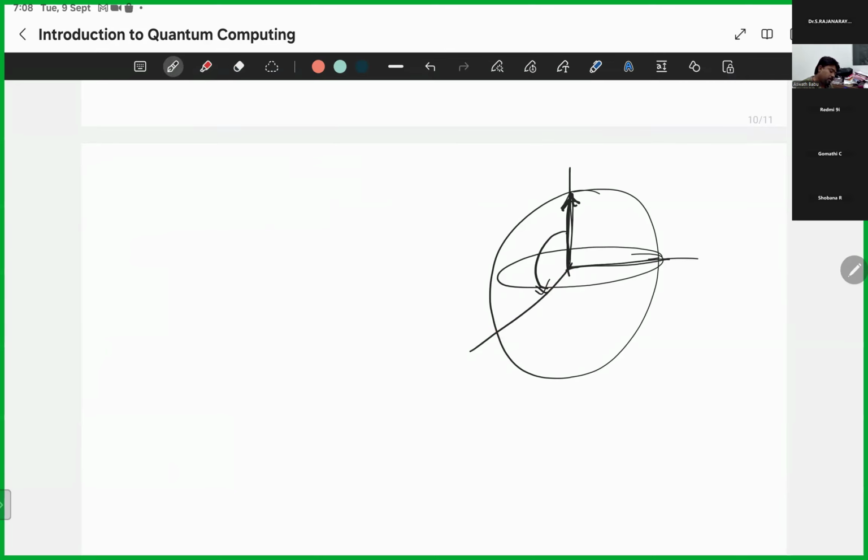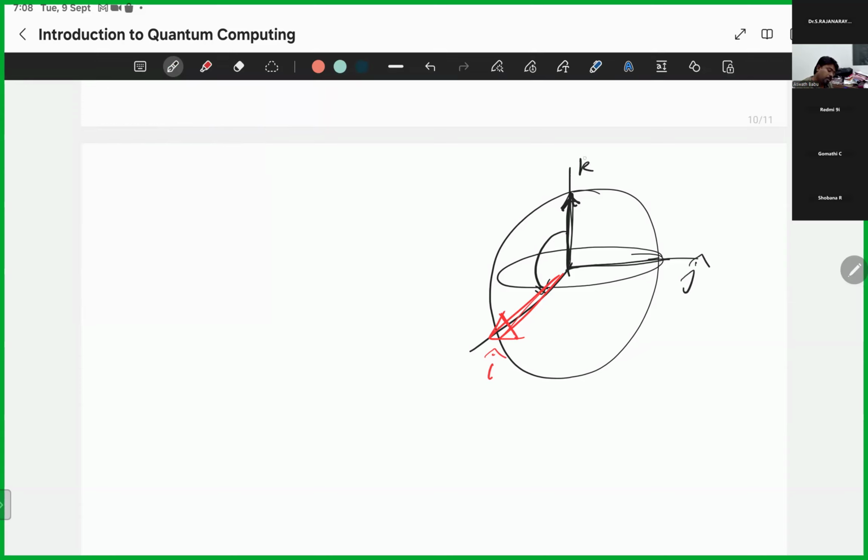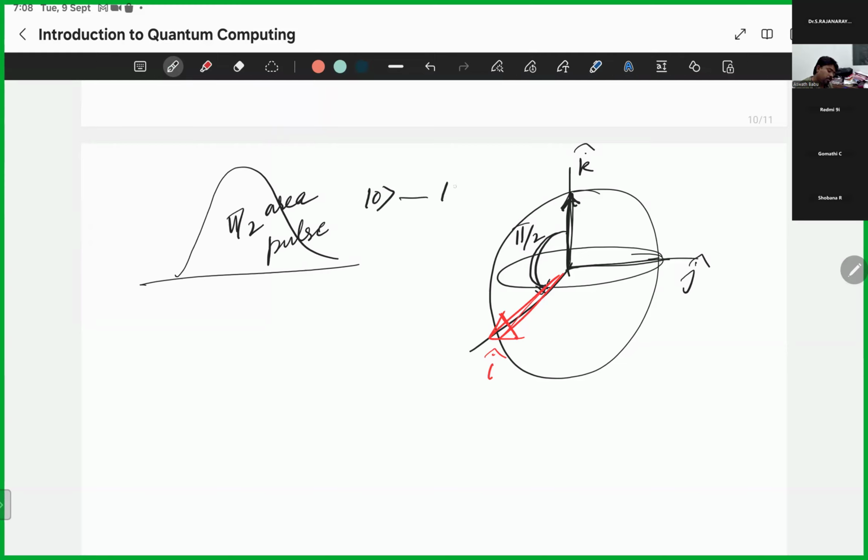Okay, let me change the color here. So this is pointing in this direction. Okay, so this is a pi by 2 pulse. Fine. So along the i, along the j, along the k. So the pi by 2 rotation is done by the pi by 2 area pulse, which interacts with the 0 and puts the 0 into a superposition of 0 and 1.